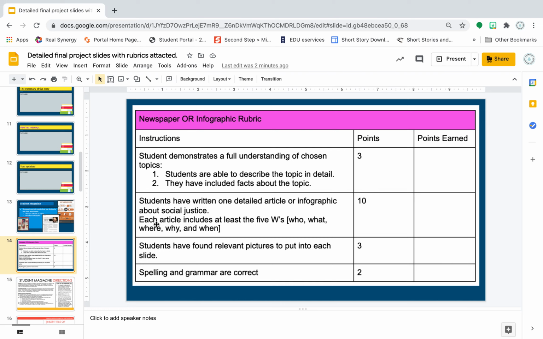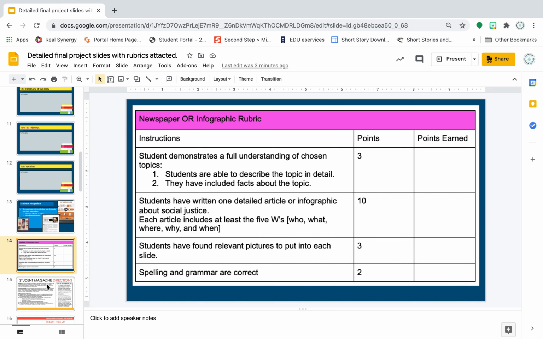So this article is going to at least include your 5 W's: who, what, where, why, and when. Students have found relevant pictures to put in each slide. That's just making sure that your audience has a reference point to what you're talking about. And then again, one of the basics is I'm going to check spelling and grammar for all of them, but this is going to be more lenient because I am not there nurturing and suggesting like I would have in the classroom.